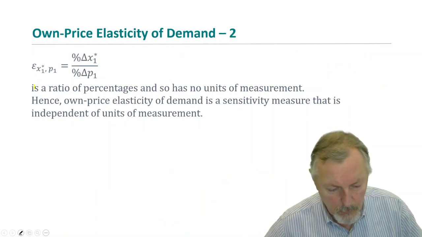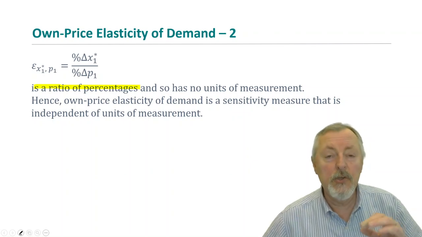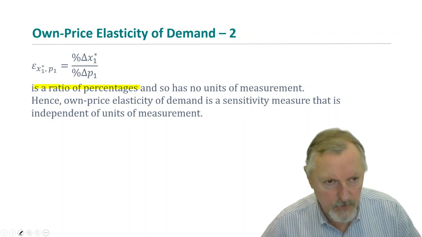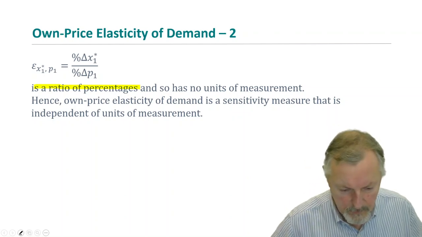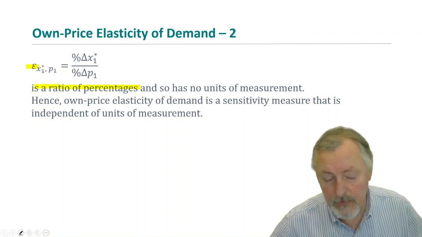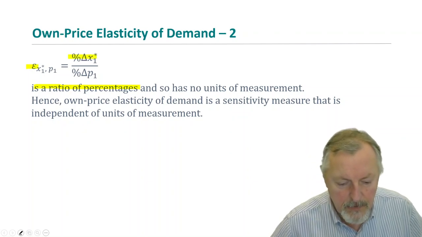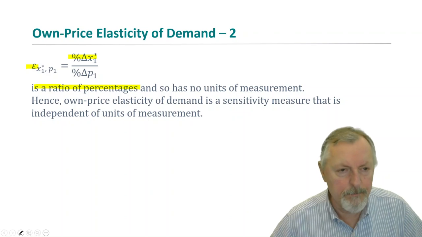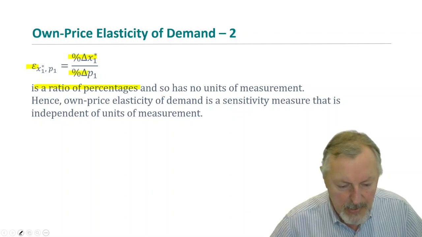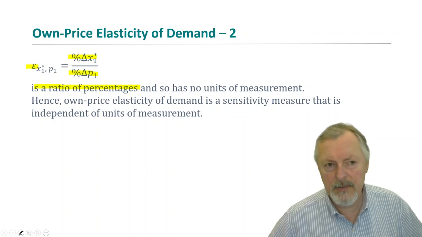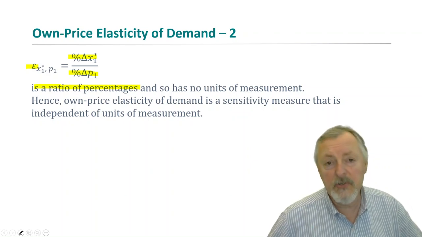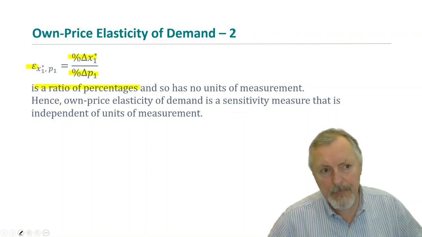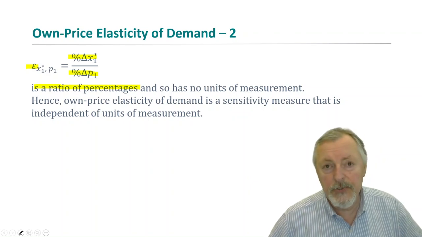Instead, we measure it in the unitless percentage change. So elasticity, and this is lowercase epsilon, usually used for elasticity, is the percent change in quantity, here indicated as x1, that is caused by a percent change in price. If the price goes up 1% and the quantity demanded goes down by 2%, that would be an elasticity of 2.